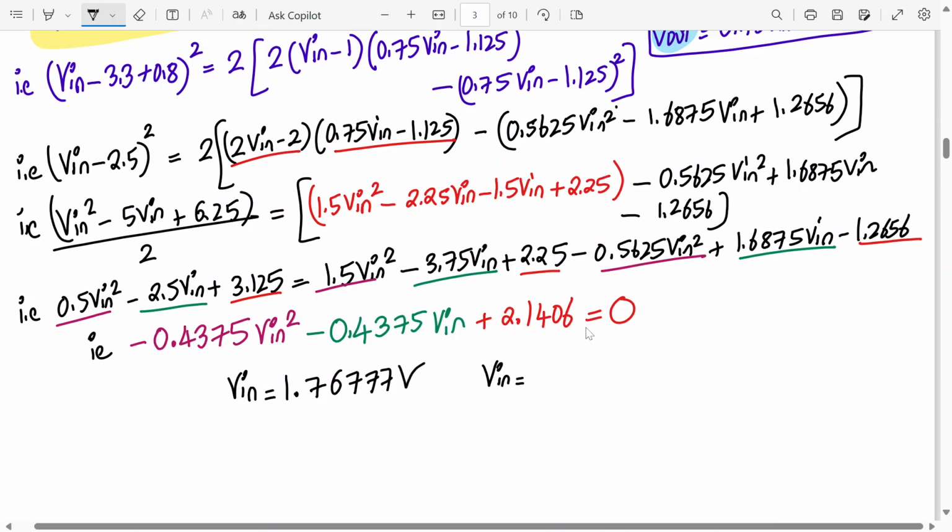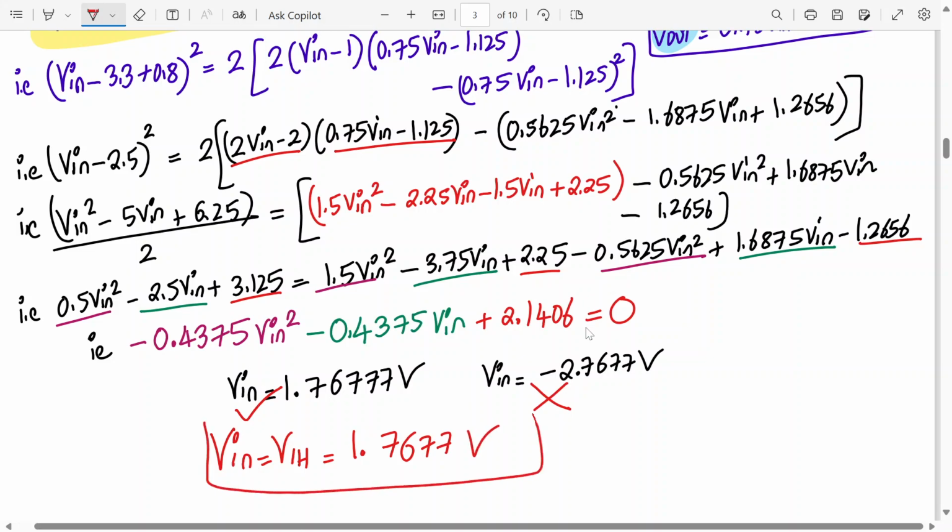1.76777, and the other value is negative. So obviously which value do you have to select? This one, because V in cannot be negative. So we can write over here V in is equal to VIH is equal to 1.76777, or we can call it 1.8 also. This is the correct answer.